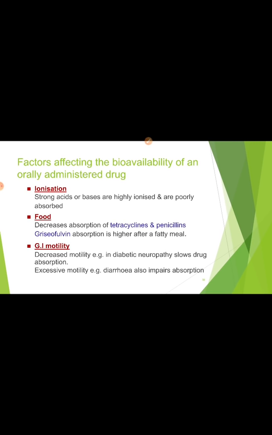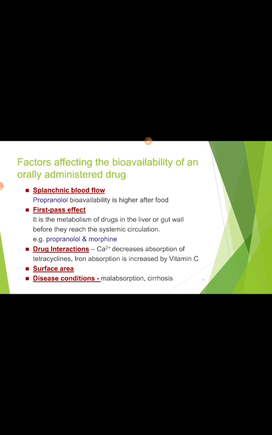Okay. And the next point is GI motility. Decreased motility, for example, which happens in diabetic neuropathy, slows the drug absorption. And increased motility, which can happen in diarrhea, can also impair absorption. So very slow motility and very fast motility are both not good for bioavailability of any drug. Another factor is blood flow. As we have discussed in the blood flow factor of absorption, the more the splanchnic flow, that is the blood supply to the intestines, the more the absorption of the drug.